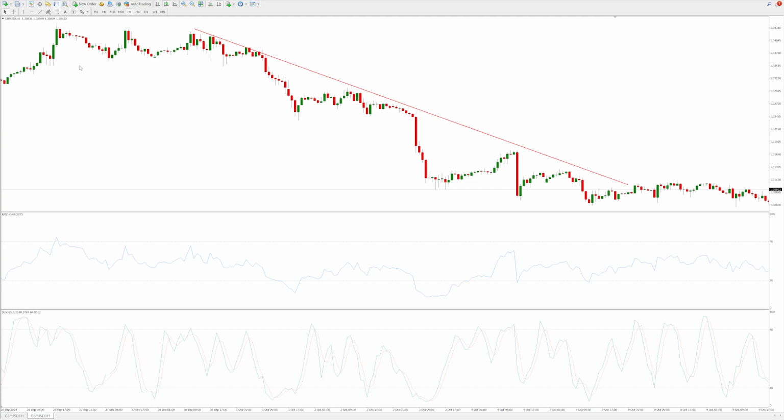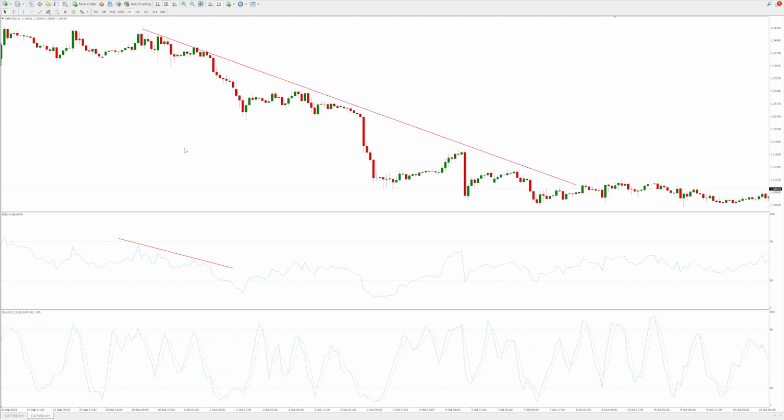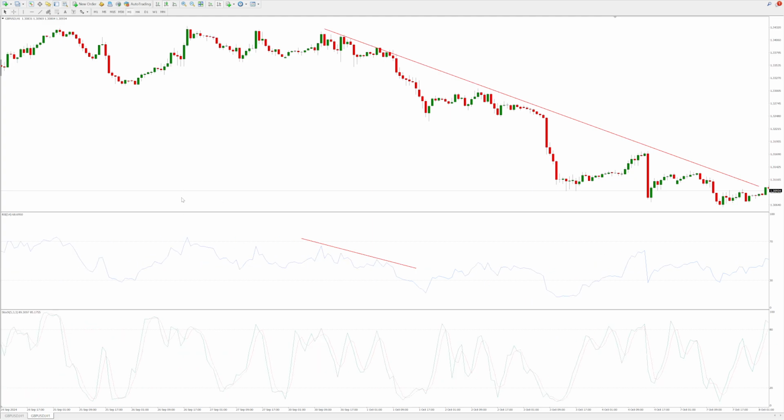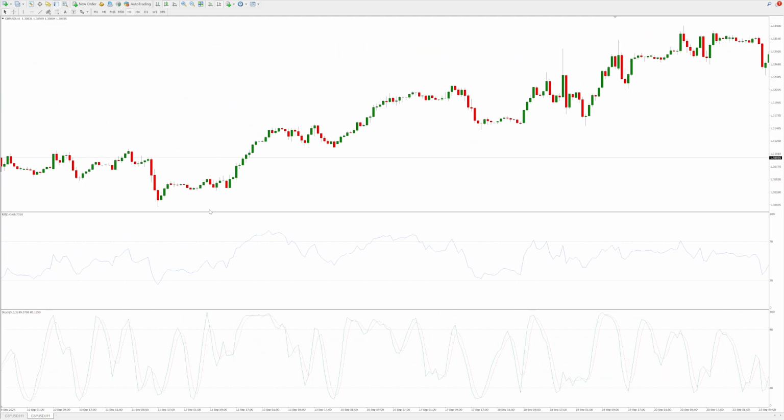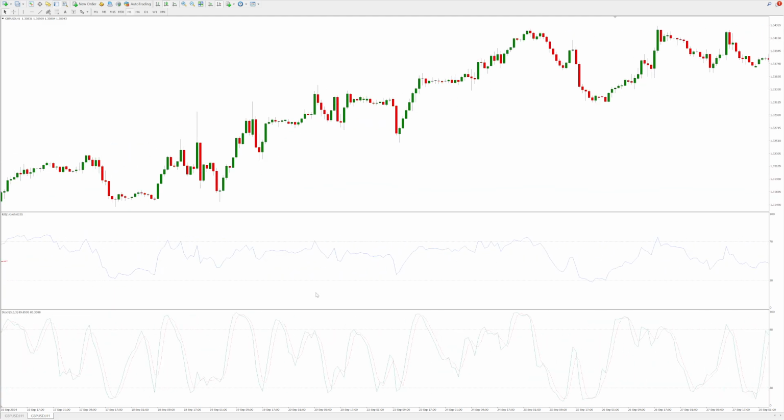Okay, we're also going to look for divergence on the RSI, which is lower highs. So here you can see this high here, and here is lower than this one, suggesting a downtrend. And okay, let's have a look for an uptrend example for you, just to reiterate. Here you can see upwards divergence suggesting an uptrend. As you can see, the market is moving up nicely there.